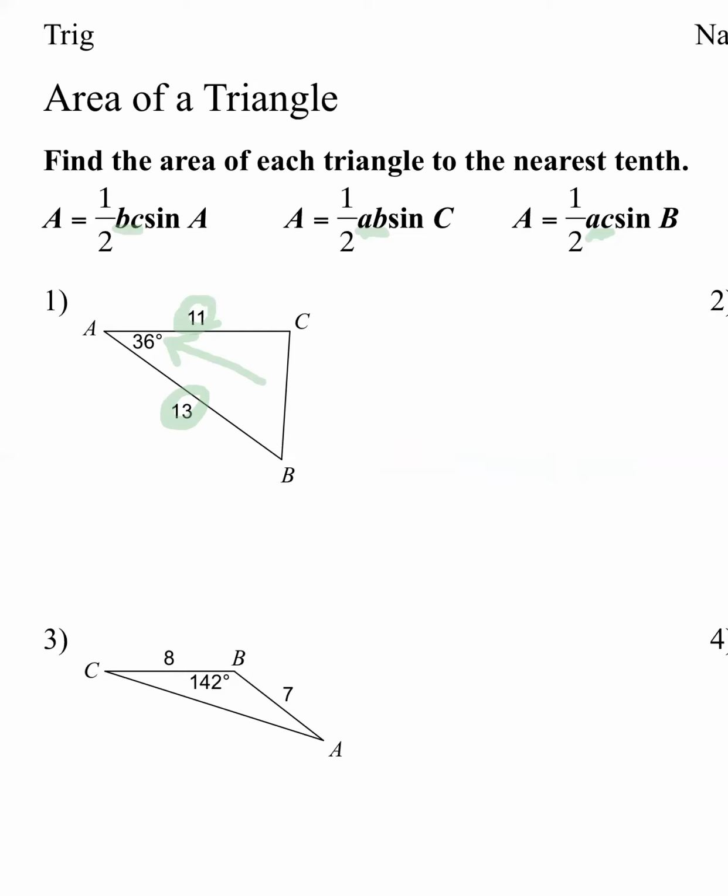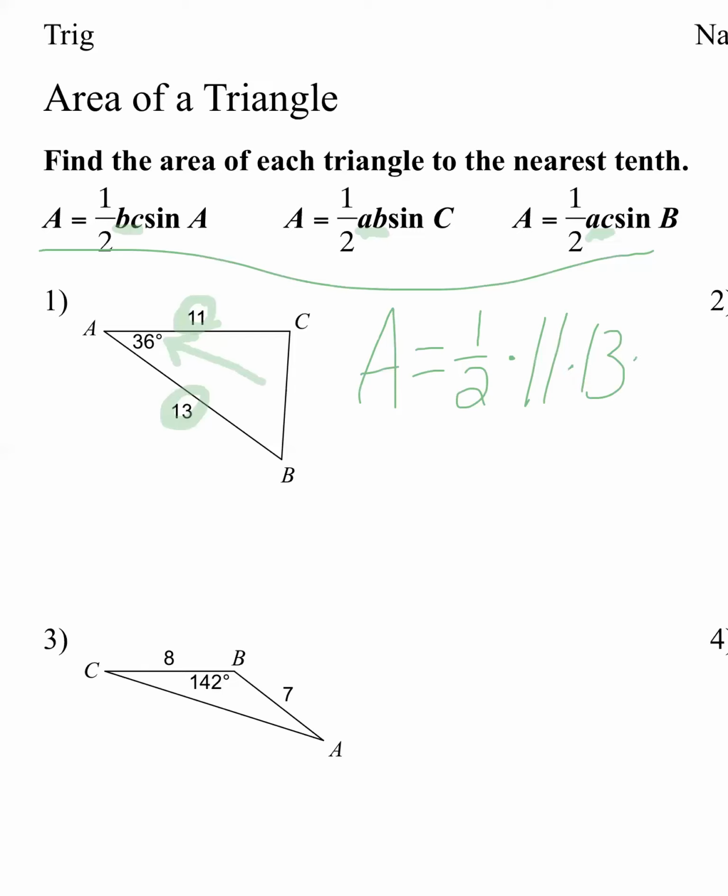Okay, so again, I don't actually focus on which of these 3. I don't even look at them. I just do this. A equals 1/2, and then whatever my 2 sides are that I know, 11 and 13. And then I just do the sine of 36. That's it. That's it. And you have the area of triangle ABC.